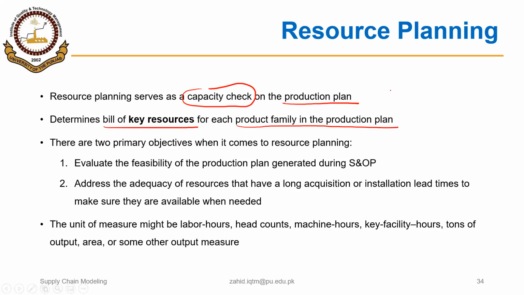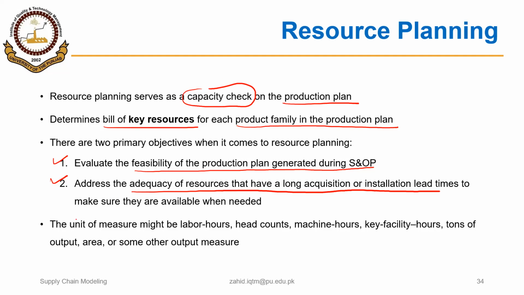There are two primary objectives when it comes to resource planning. First is to evaluate the feasibility of the production plan generated during S&OP. And the second is to address the adequacy of the resources that have a long acquisition or installation lead time to make sure they are available when needed. So if the resources are sufficient, well and good, but if you need extra resources, then sufficient arrangement should be made before time. So these resources could be machines, equipment, or the labor or outsourcing that is required.